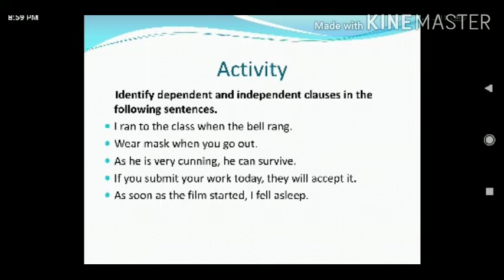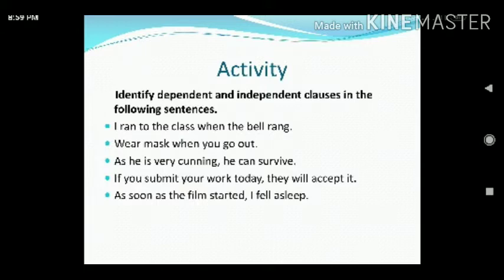Take the second one, wear mask when you go out. Here, wear mask is an independent clause because its meaning is complete. When you go out is a dependent clause because it has no complete meaning without the first part. Third, as he is very cunning, he can survive. As he is very cunning is a dependent clause. He can survive is an independent clause.